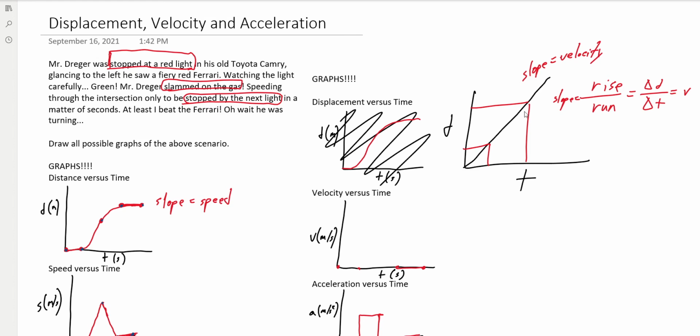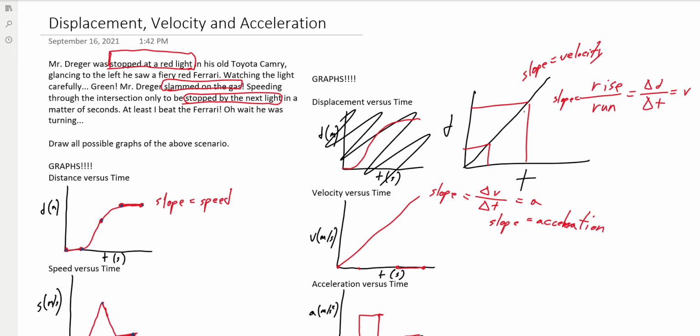If we have a velocity versus time graph, let's just go like that, then the slope here is something else. Slope is, again, rise over run, or in this case, change in velocity over the change in time, which is acceleration. So slope equals acceleration in this graph.